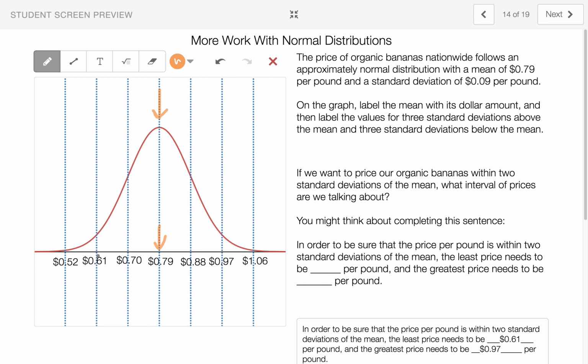I subtract off when I go to the left-hand side for 3 standard deviations below the mean. And then I usually come back through and check and make sure my additions are correct. I will let you double check on that for me.